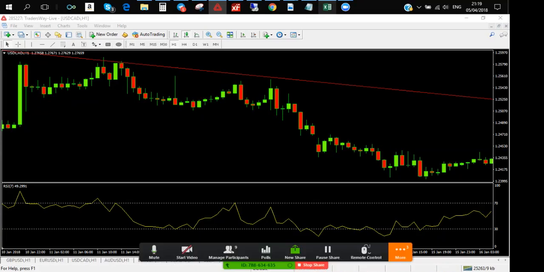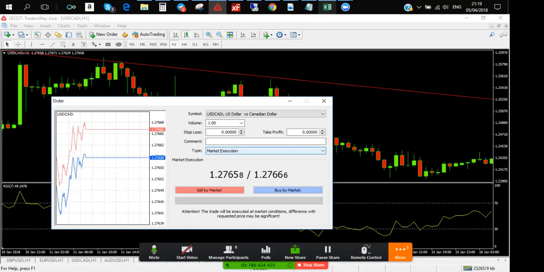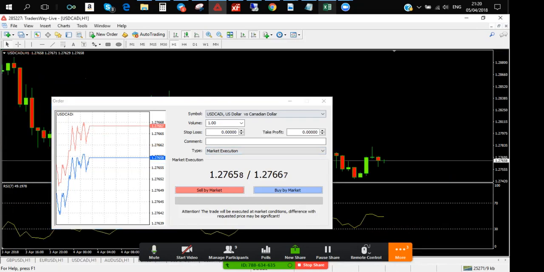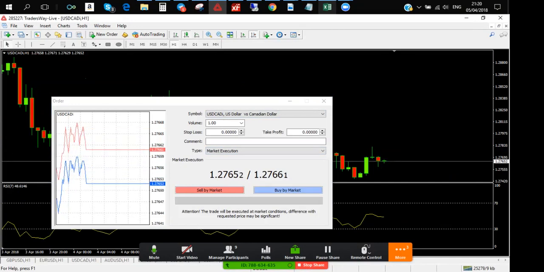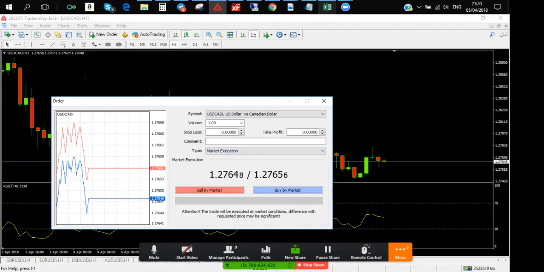If I were to try to open this trade here, and it said new order, all right. So you see here market execution. Market execution just basically means that I want to buy this particular pair at whatever price the market is selling at right now. As you can see here, this particular pair, market price, if I'm selling it, if I want to go short, 1.27658. Or if I want to buy, 1.27657. So I can buy at market price right now by clicking market execution.